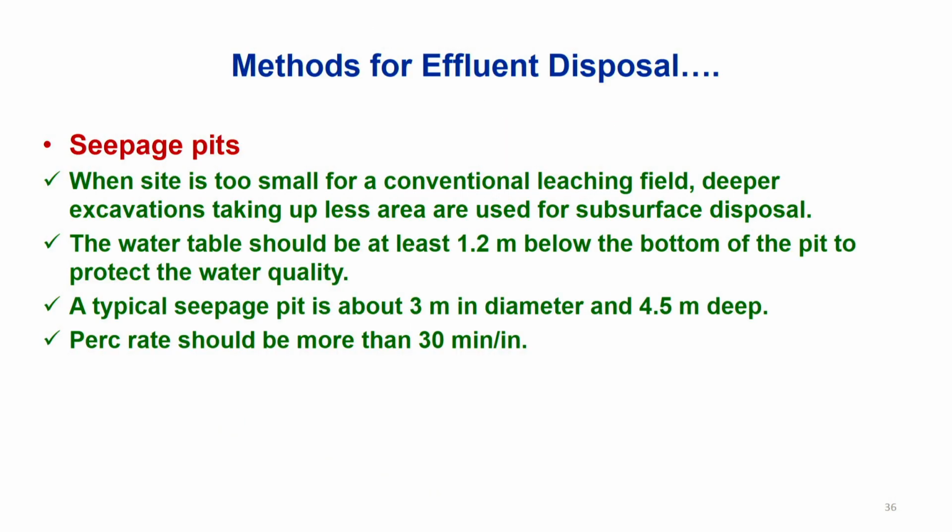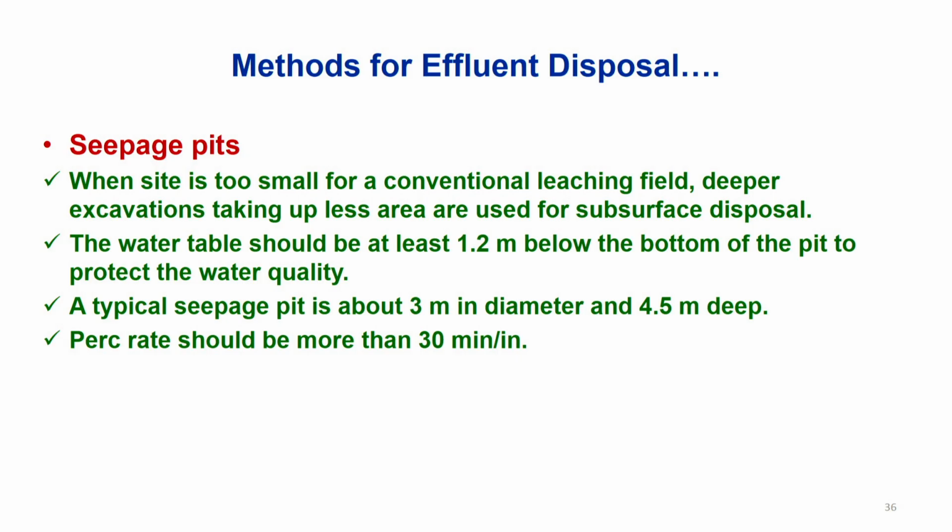The second way is a soak pit or seepage pit. When the site is too small, we can't construct laterals and trenches. For that, we can have a deeper excavation which takes less area and is used for subsurface disposal. But we have to ensure that the water table is at least 1.2 meter below the bottom of the pit to protect the water quality, and typically they are 3 meter in diameter and around 4.5 meter deep.